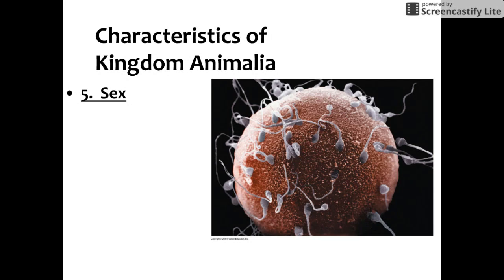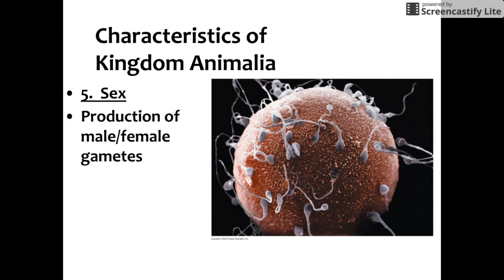Our fifth characteristic of animals is that they employ sexual reproduction, which by definition is the joining of the egg and sperm cells, or what we call gametes. And again, this also contributes to genetic variation, and you can see from the photo that the egg cell is significantly larger than the sperm cell.